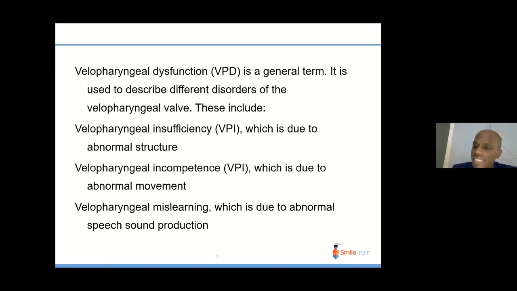It's important to separate these three because their management is different. For some, like velopharyngeal incompetence, proper speech therapy and muscular training will suffice to help. While for velopharyngeal insufficiency due to cleft lip, the patient needs speech therapy but does not need muscular training.